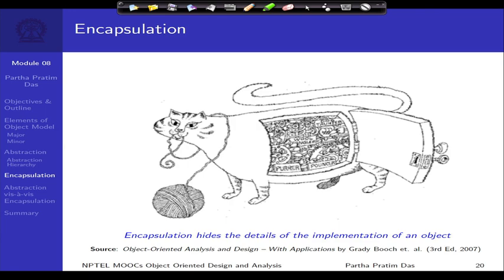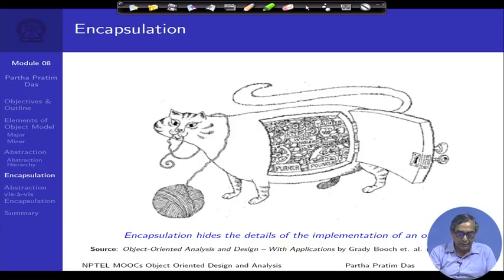I just love these images from the book. So, it is as if the whole skin and the outer muscular layer of a cat encapsulates what is there inside.